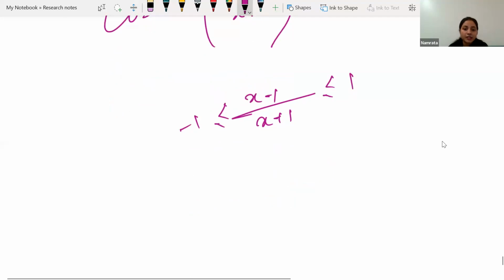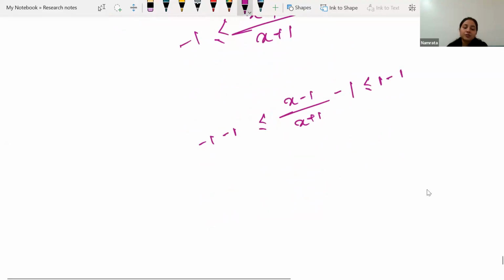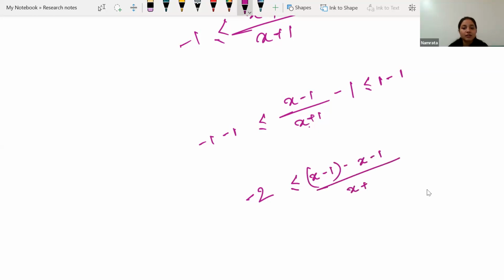If we subtract 1 from here and from here also, subtraction, addition, everything is allowed in inequality. We don't have to worry about the sign of inequality. So here we will have (x minus 1) minus (x plus 1) in the numerator, and in the denominator we are having x plus 1.